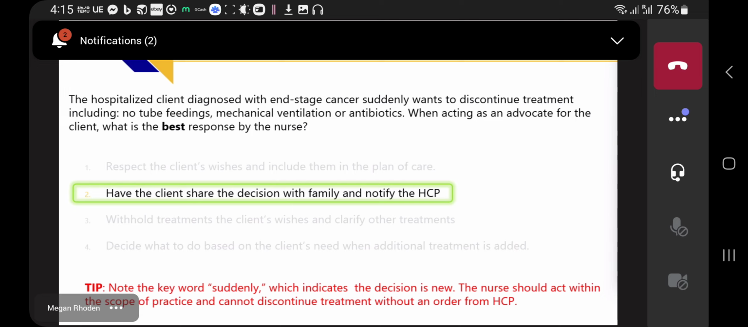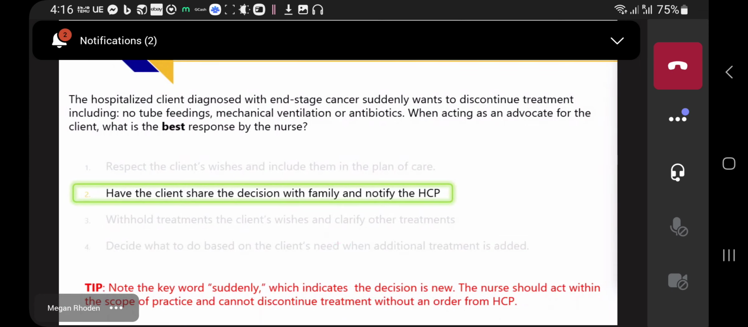Number 3, withhold treatments the client wishes and clarify other treatments. An HCP order is required to discontinue treatments, so you cannot withhold treatments. And number 4, decide what to do based on the client's needs when additional treatment is added. The nurse must act on the client's request when the request is made and not wait until additional treatment is prescribed.